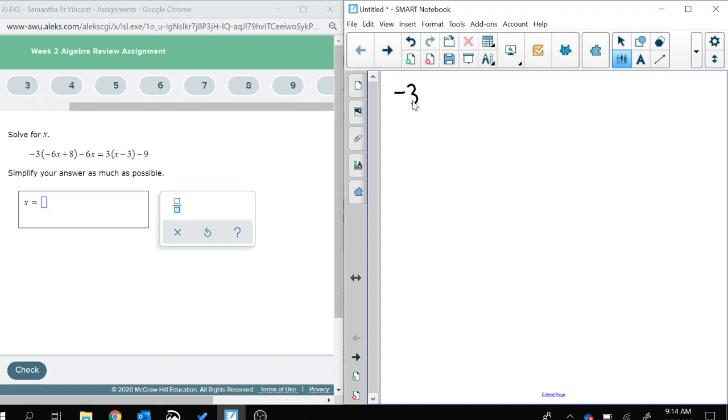So I have negative 3 times negative 6x plus 8 minus 6x equals 3 times x minus 3 minus 9.